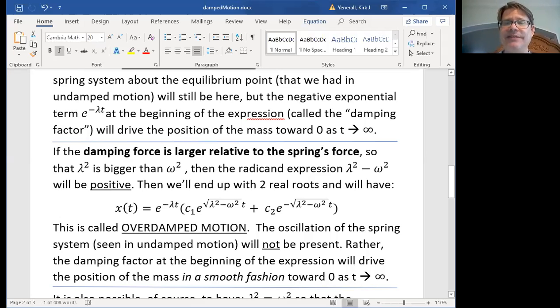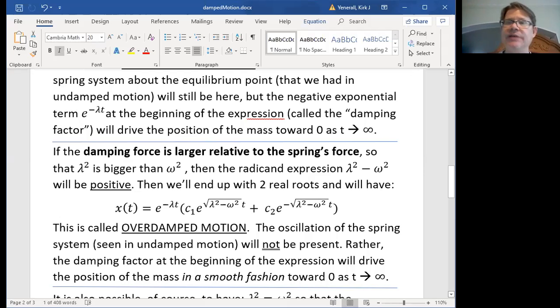And what that means in this case, where the dampening force is larger relative to the spring force, is that the dampening force is so large that we're not going to have oscillation at all. We're going to have a smooth motion of the position of the object towards its equilibrium point. We won't see the going back and forth above and below the equilibrium position that we had before. We're going to move just smoothly toward the equilibrium position. There will not be oscillation in the manner that we had in the first case where we had the complex roots. This is called overdamped motion.